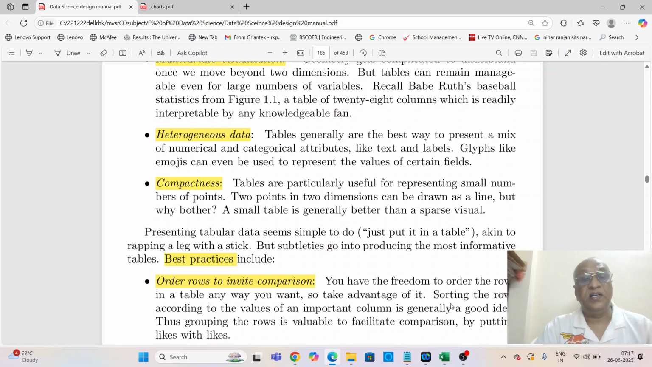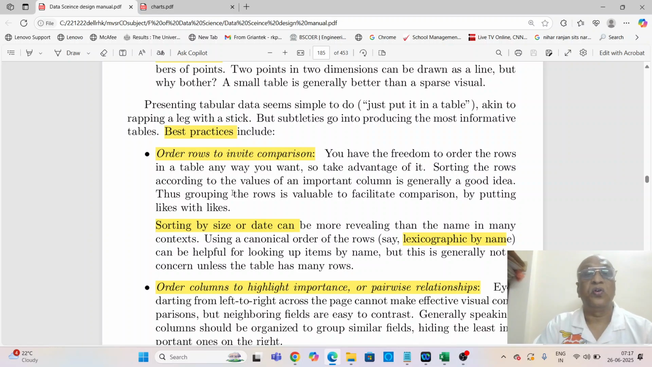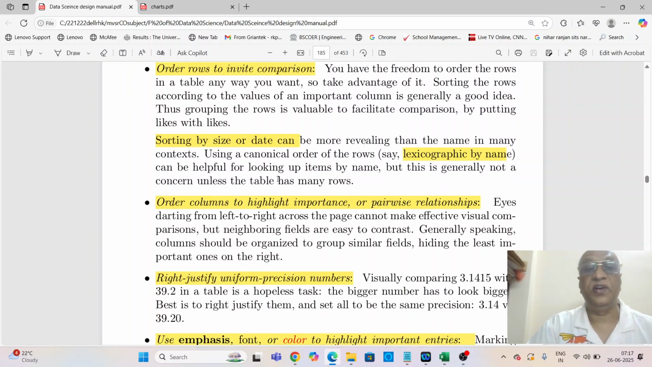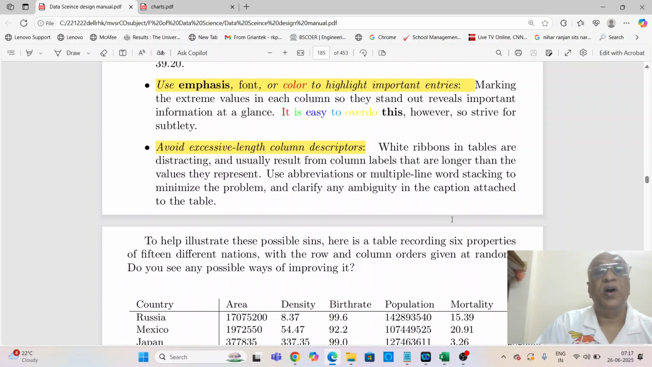What are the best practices whenever I am using tabular data? You can order rows to invite comparison. You can sort by size or date, or you can do lexicographic sorting. You can order columns to highlight importance or to show pairwise relationships. You can right justify numbers to show uniform precision. You can emphasize with font and color to highlight important entries. You can avoid excessively long column descriptors.